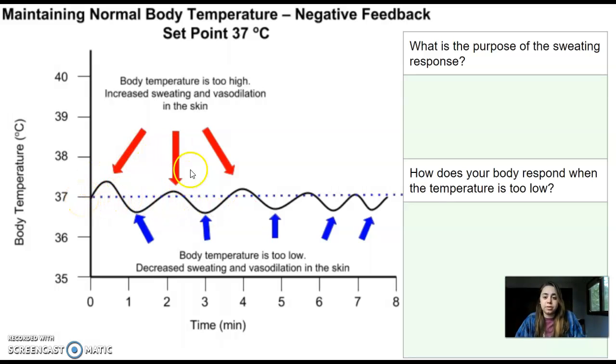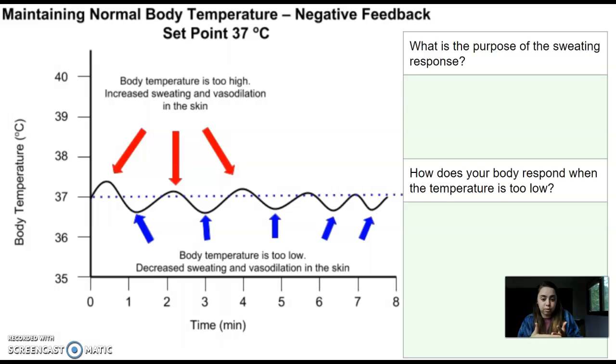The red arrows are pointing at the peaks when we go above 37 degrees Celsius. And it's saying when I go above, the body temperature is too high, I increase the sweating and the vasodilation in the skin. So my blood vessels are getting larger. I'm going to see my skin getting red because I'm trying to bring blood to the surface of the skin so that the air can cool it down.